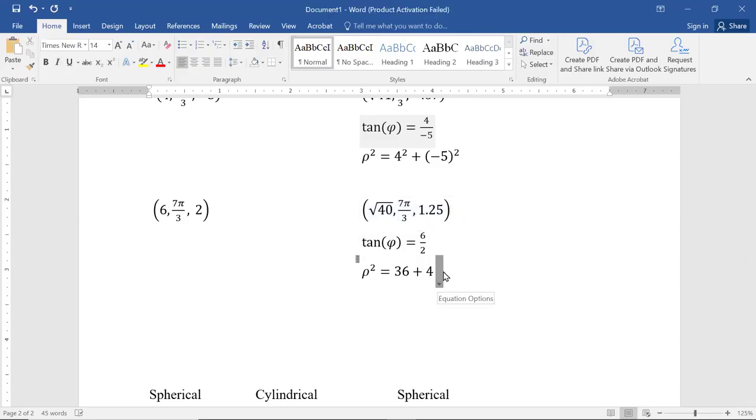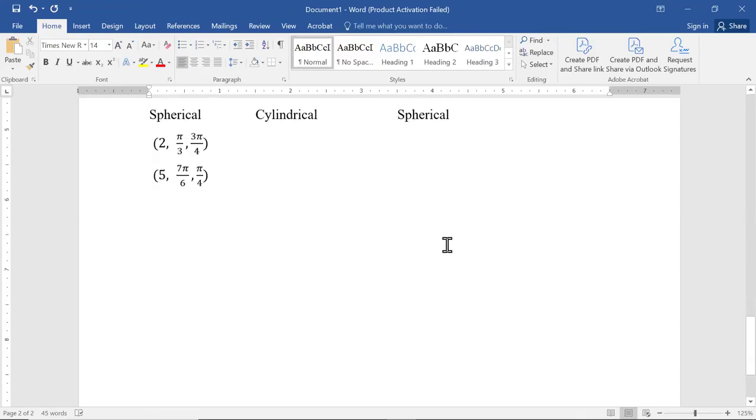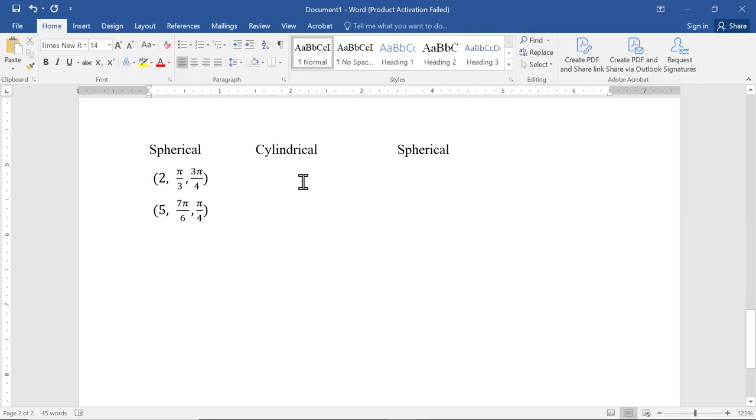So that's what we get as far as that's happening. That's our point. So lastly, let's go to spherical and converting from spherical to cylindrical and from spherical to rectangular as well. This one's a little bit more straightforward because of the way the conversions go.